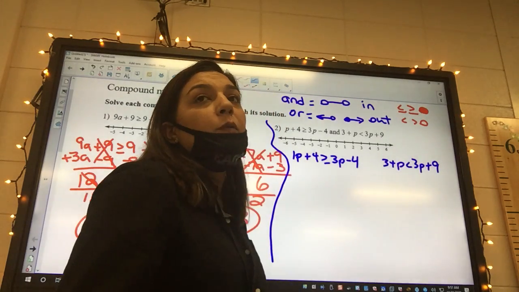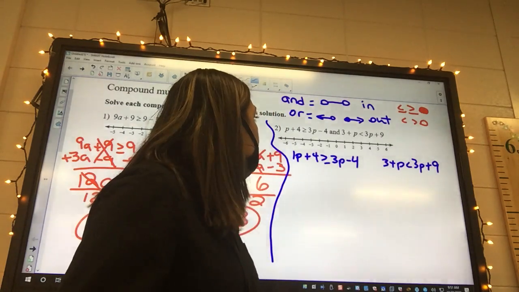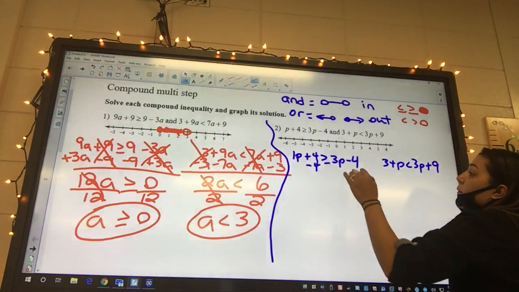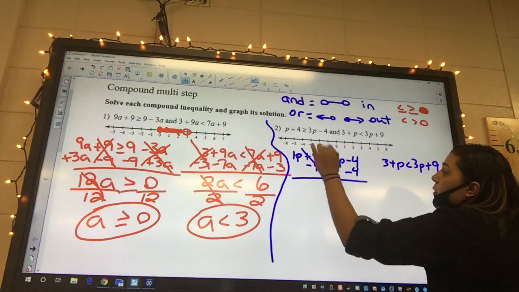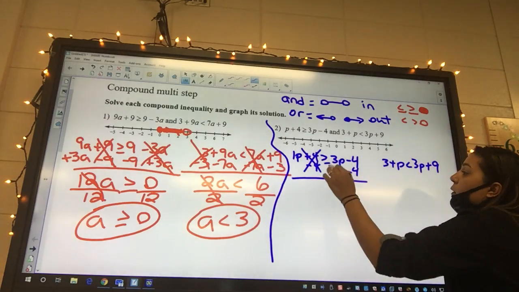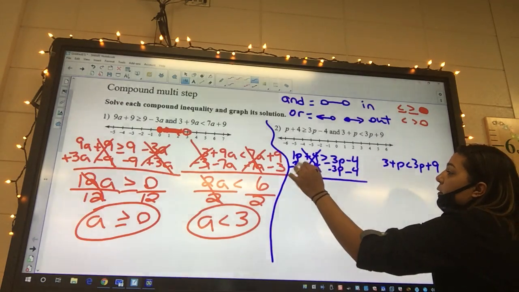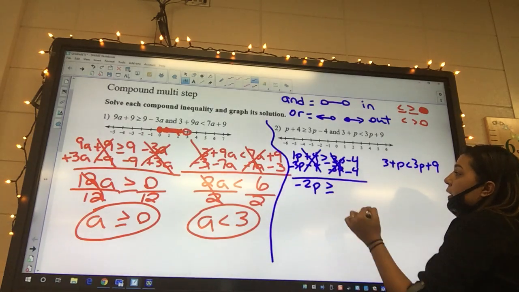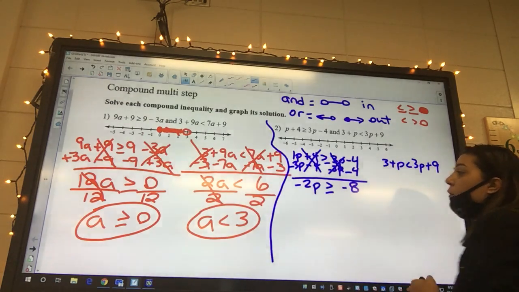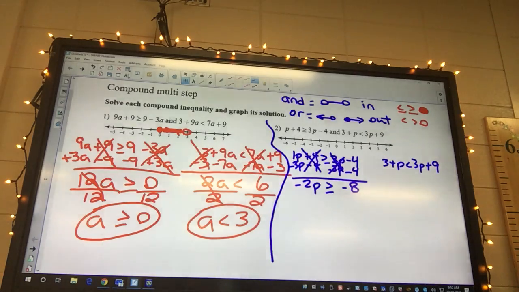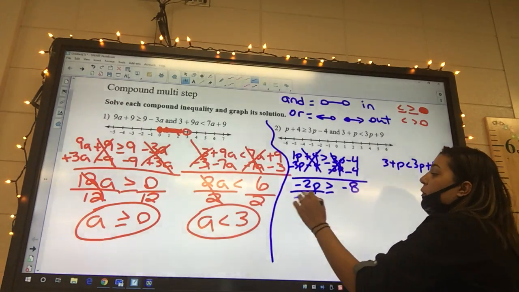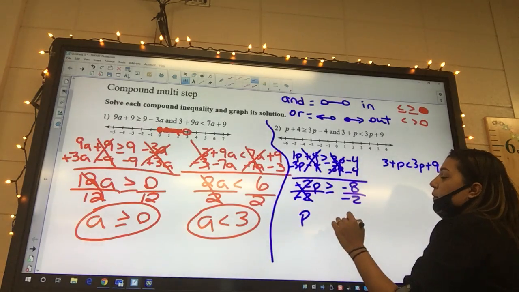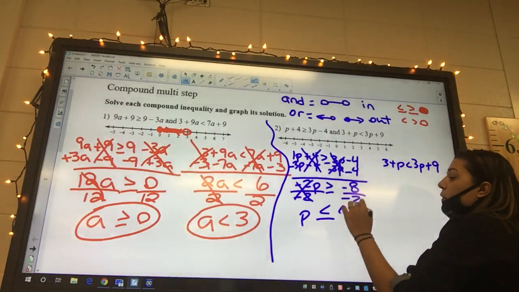Does the 1p need moved? No. What about the 4? Yes. What does it go under? Negative 4. What else needs moved? 3p. So minus 3p, minus 3p. Negative 2. So I got negative 2p is greater than or equal to negative 8. And what's my last step always? Divide by negative 2. If we divide by a negative, what do we need to remember to do? Flip it.